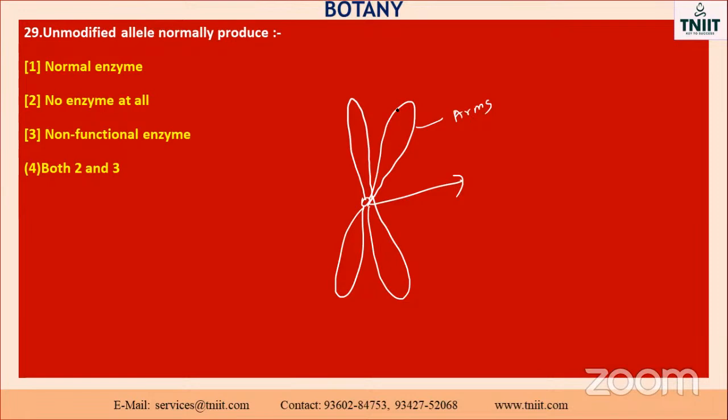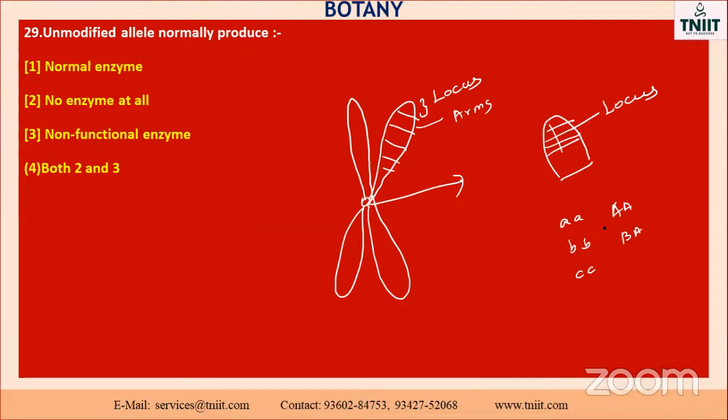So here there is a space, each one has it. This space is called the locus. So for example, this is considered a locus. Inside the locus, there are so many places. Here, capital A, small b, small c, or capital A, capital B, like this it will be placed. So this condition is called alleles.